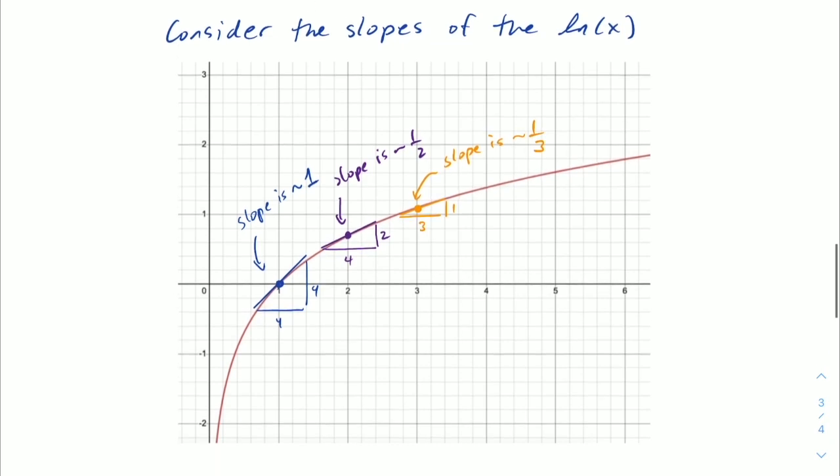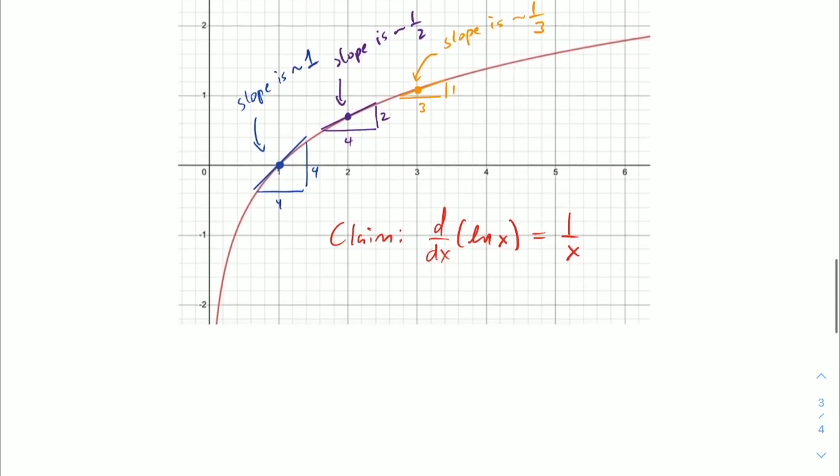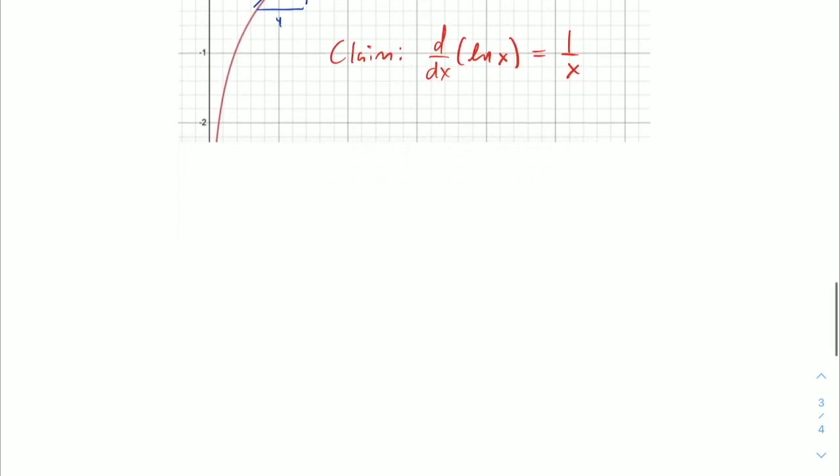All right, so let's make a hypothesis. Let's claim that the derivative of the natural log of x is 1 over x. In other words, the slope of this function at different x values is 1 over that x value. All right, so now we're going to prove this, and this proof is a little bit technical, but we'll see in this proof why this claim turns out to be true.